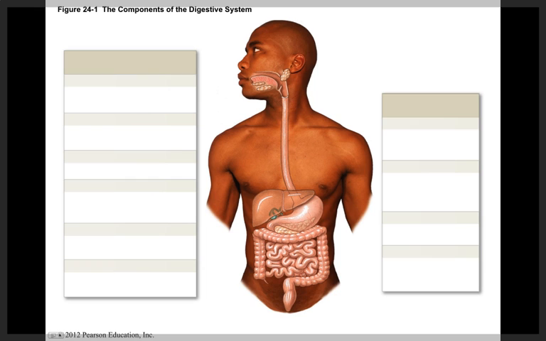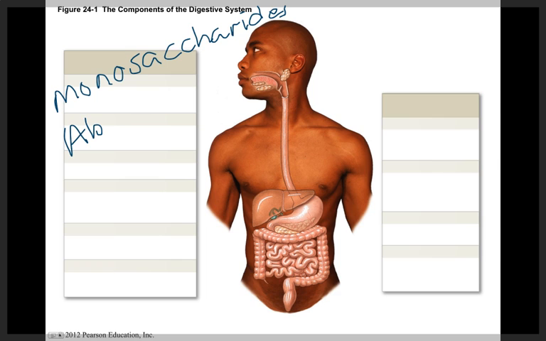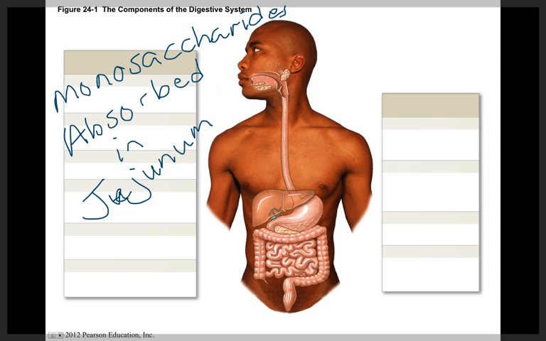Okay, so now we have monosaccharides. We've been able to break those polysaccharides all the way down into those small monosaccharides. The monosaccharides are going to get absorbed in the jejunum, and the jejunum is the second part of the small intestine.